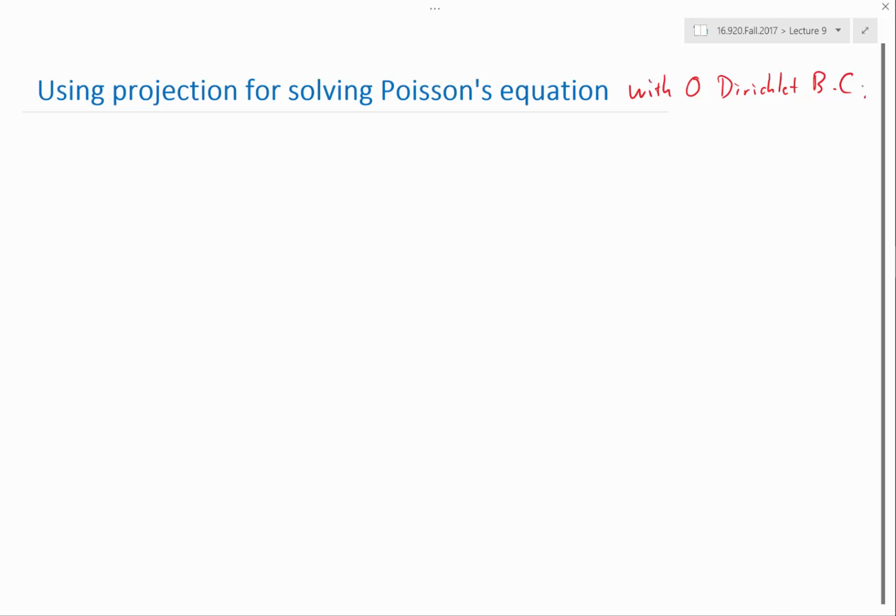So let's start with a zero Dirichlet boundary condition. Okay, so the Poisson's equation we will be solving is, oh, and by the way, let's solve it in one dimension, so we actually are solving an ODE. Okay, so d square u dx squared plus f is equal to 0. All right.